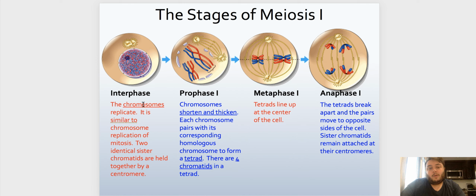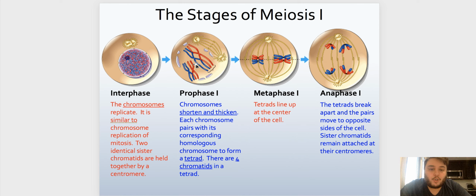So the beginning of meiosis 1 is interphase. Just like in mitosis, interphase involves the replication of chromosomes, and it involves the growth of the organelles and the growth of the cell. Then you get to prophase 1. In prophase 1, chromosomes will shorten and thicken. Each chromosome pairs with its corresponding homologous chromosome. Remember, homologous means the same, to form a tetrad. A tetrad means 4, so there are 4 chromatids in a tetrad.